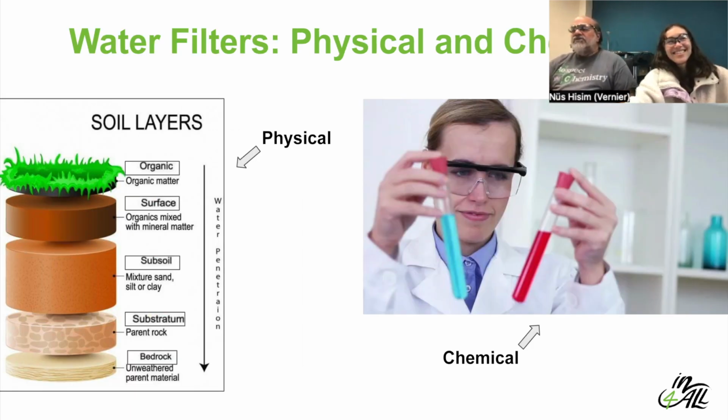There are two ways that we can improve the quality of water. One is to filter it by using different materials, some natural, some not. Another way to improve the quality of water is to chemically change it.